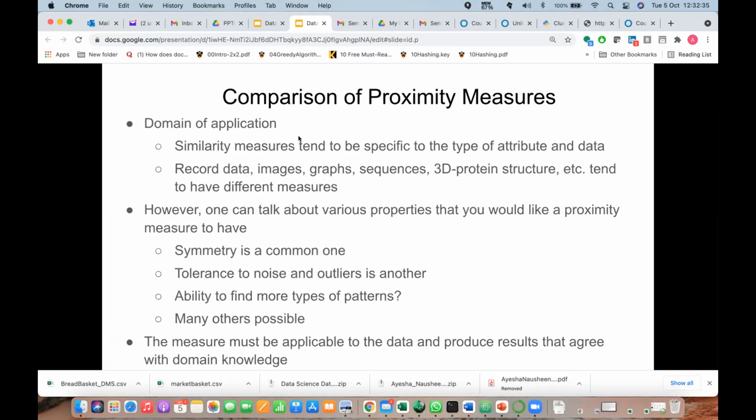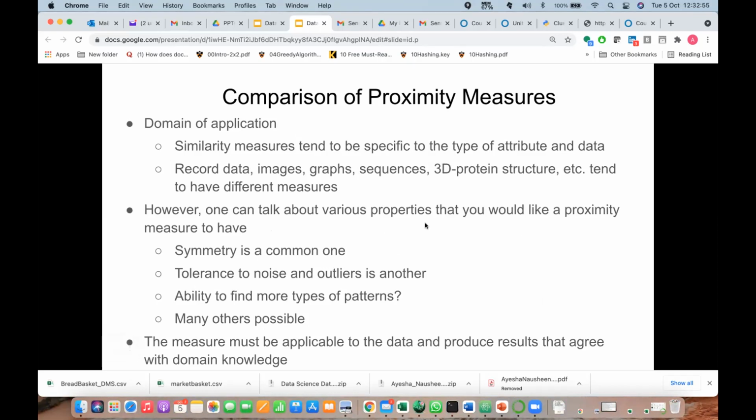Comparison of proximity measures, domain of application: where do we apply these proximity measures? Similarity measures tend to be specific to the type of attribute and data. Record data, images, graphs, sequences, 3D protein structure, etc. tend to have different measures. So the same measure will not apply to all types of data.